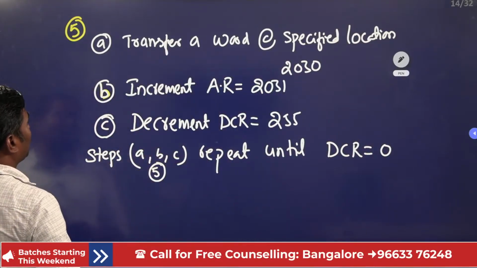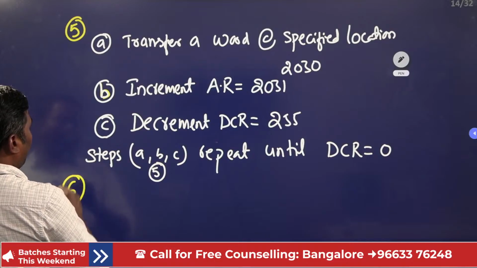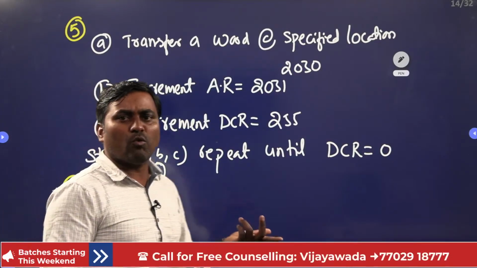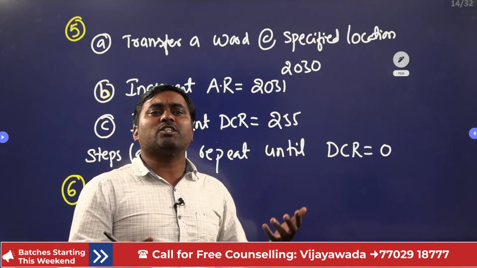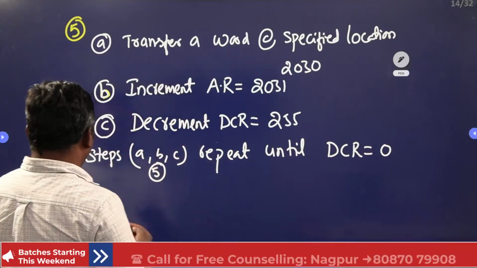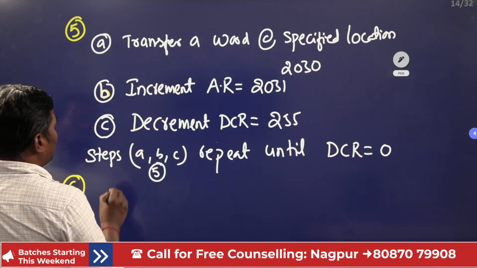Once this becomes 0, the 6th step is that the data transmission is over. When the data transmission is over, you have to release the system bus. Now I understand. So now, DMA.